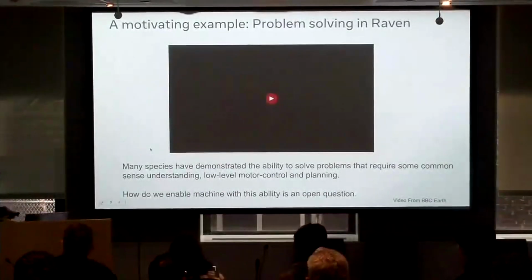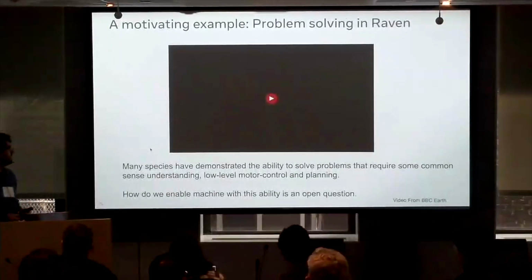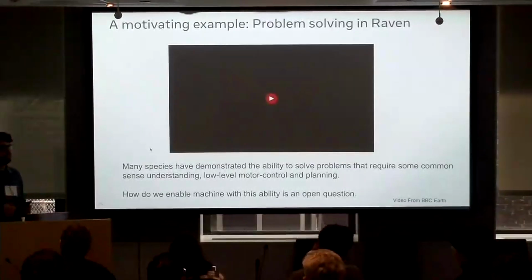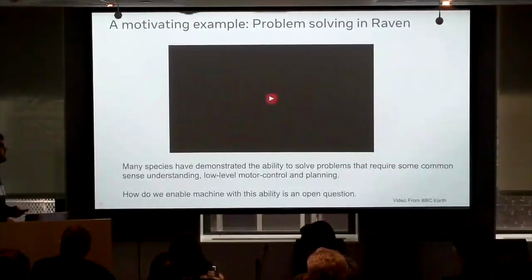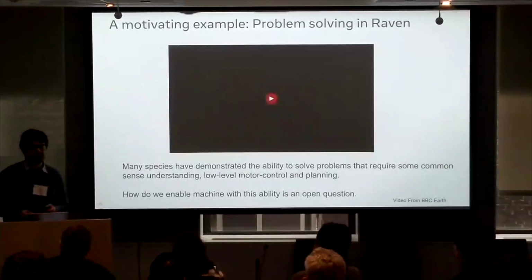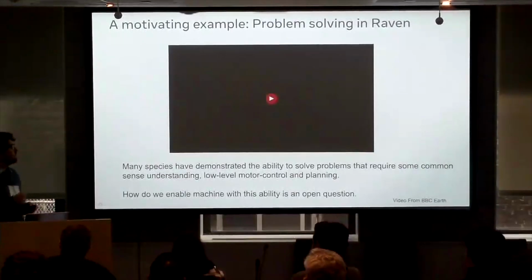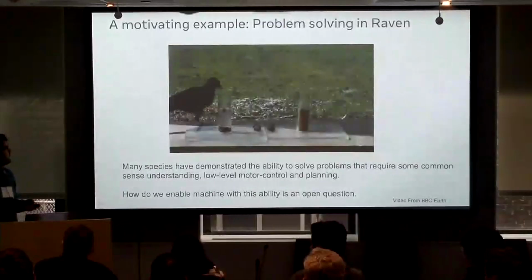So I think it's a very nice example because it shows that many species have the ability to solve problems that require planning. You need to infer a set of actions to reach a goal, which requires common sense understanding. You need to understand that if you put a rock into the water, the level will go up. And also, of course, low-level motor control. And really the whole motivation behind this line of work with JEPA is how do we add those abilities into our machines.